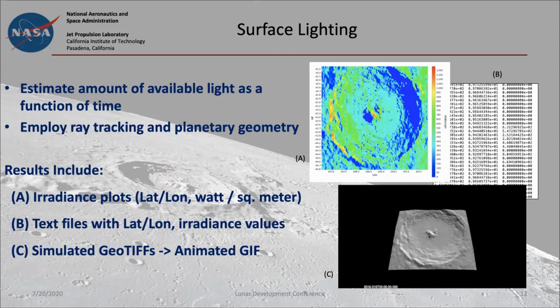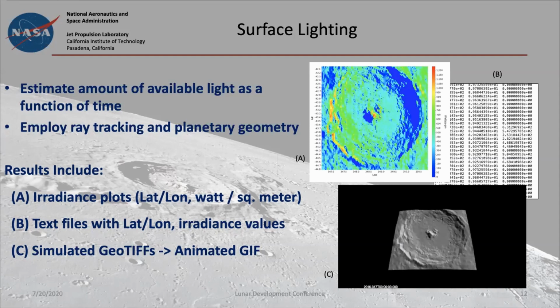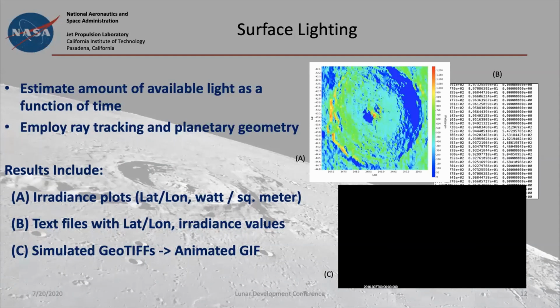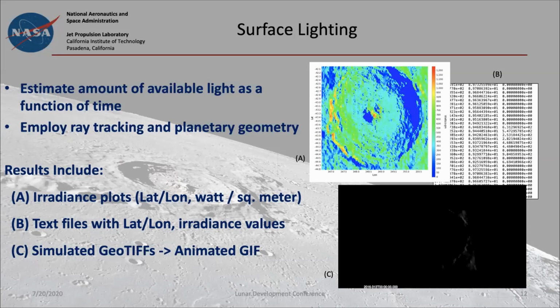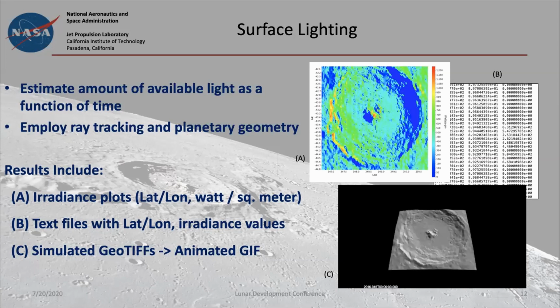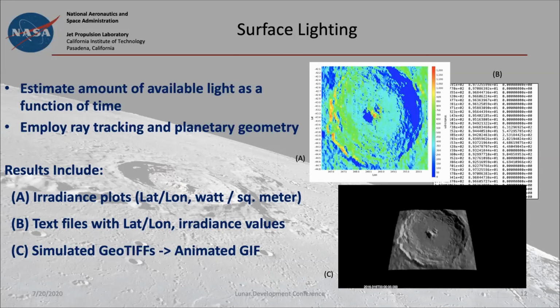You specify a start time and an end time, along with the time intervals for the modeling of a region. For each time increment, the tool outputs an irradiance plot in watts per square meter, a text file that lists the lat long and associated irradiance value, and also simulated GeoTIFF image files. Combining all the GeoTIFFs for all the time intervals then yields an animated simulation like the one shown here on the slide.